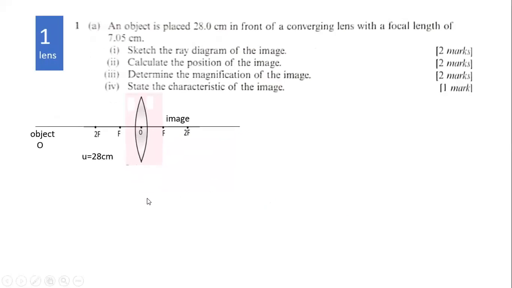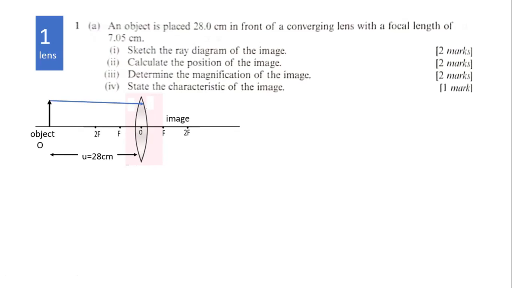Essay question, this one. An object is placed 28 cm in front of a converging lens with focal length. Draw a rough picture. Then sketch the ray diagram of the object. Okay, so use 28 cm. That's the object. Roughly, where they ask to sketch, that's 7, that's 14, 14 double, 28 double that. Place that object. Then sketch.